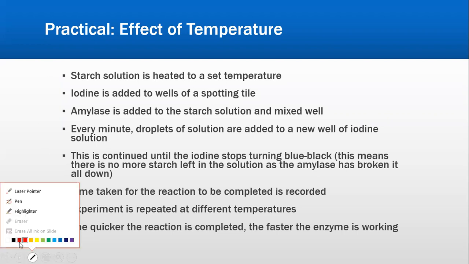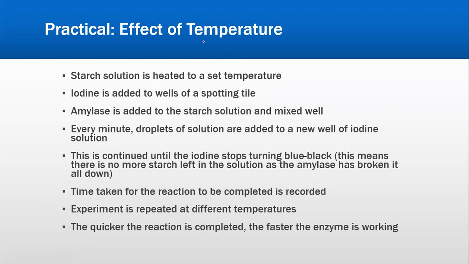We are just checking the effect of temperature on enzymatic activity by carrying out an experiment. Number one, starch solution is heated to a set temperature. Iodine is added to wells of a spotting tile. Amylase is added to the starch solution and mixed well. Every minute, droplets of solution are added to a new well of iodine solution.